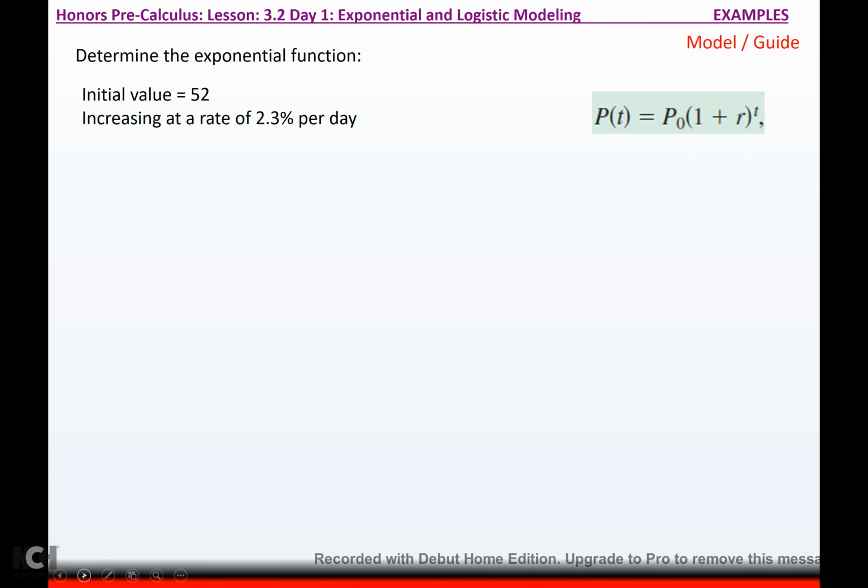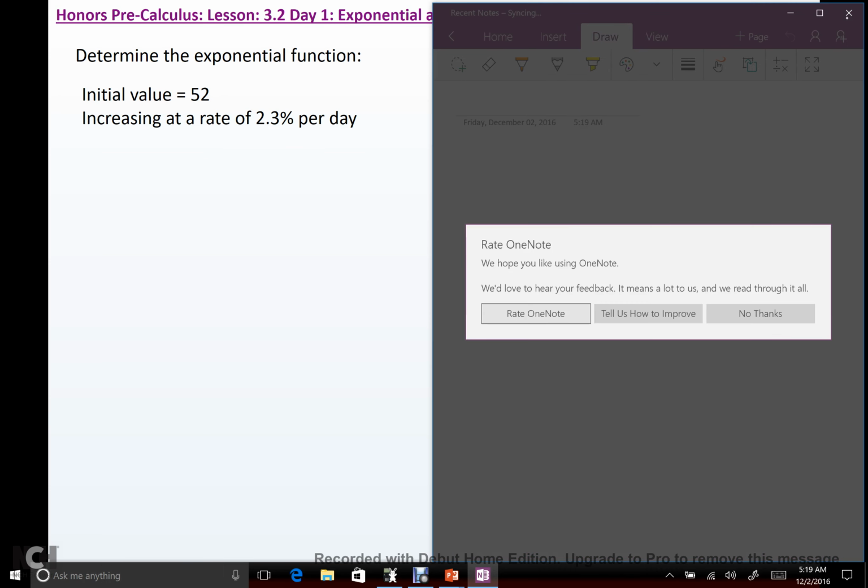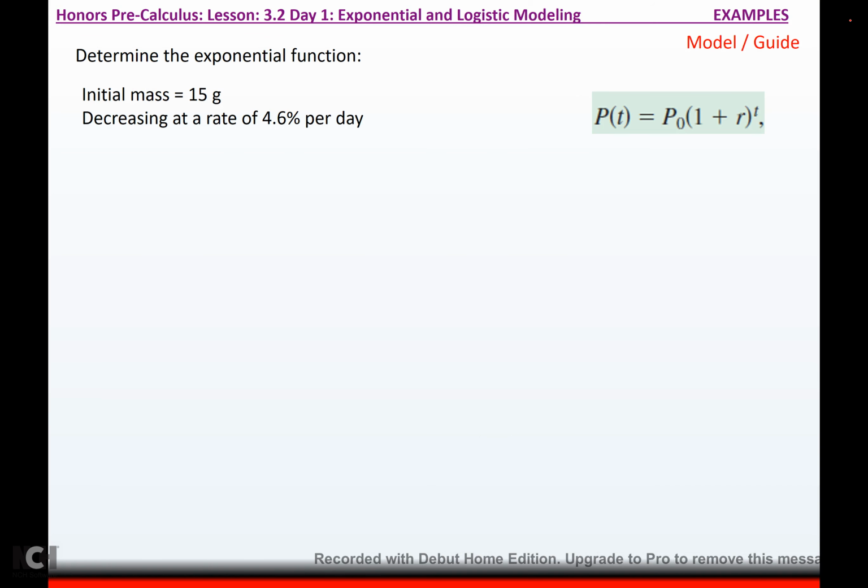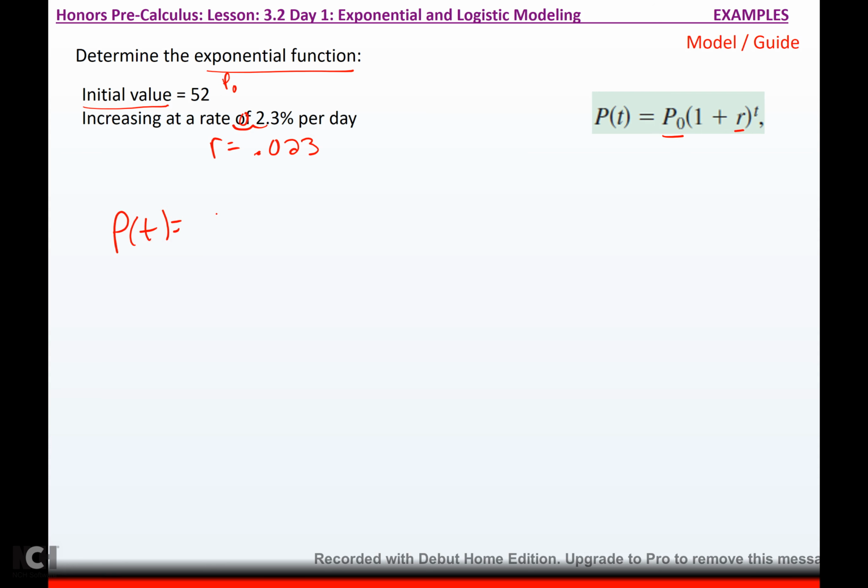All right. So now we're going to write an exponential function. Okay, so we have to write an exponential function. Well, here they're giving me the initial value, which is P sub naught, and they're giving me my rate, but again, when we plug it in, we have to use it as a decimal, so that's 0.023. So if I plug those in for P sub naught and for R, my function becomes 52 times 1 plus my R to the T. So if I simplify inside parentheses, I get 52 times 1.023 to the T. And there's my function.